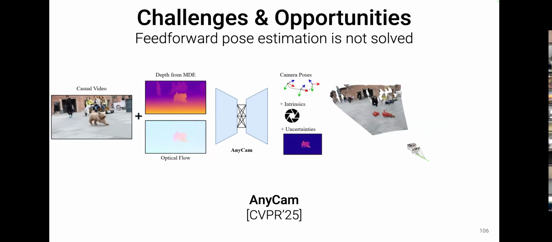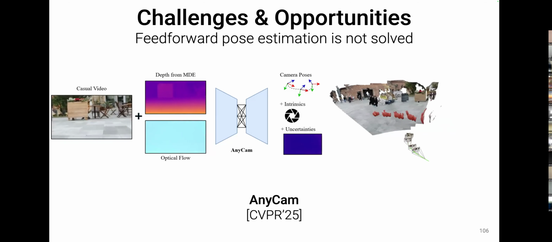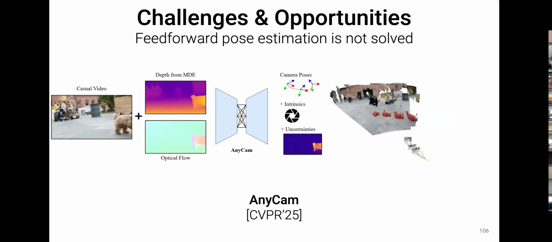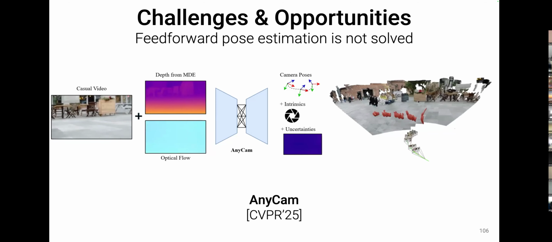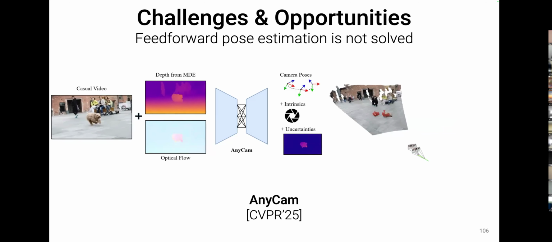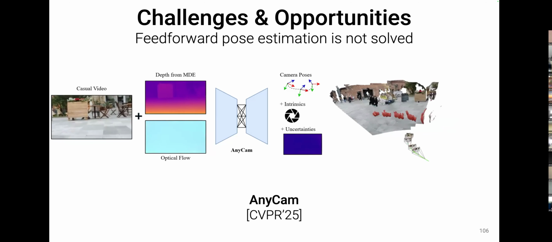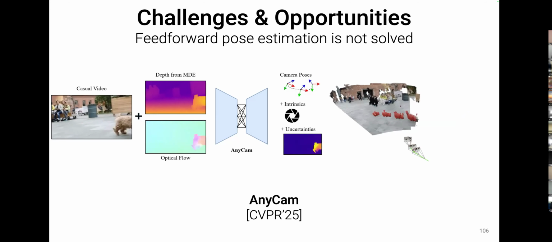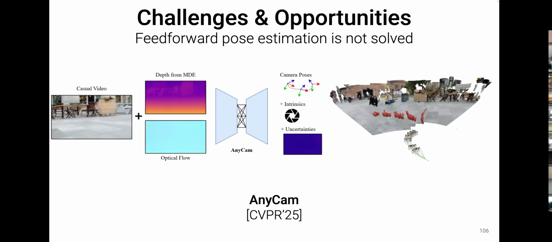So how can we really enable feed-forward pose estimation? That is really interesting. And do we need feed-forward pose estimation? Can we incorporate some sort of online optimization together with feed-forward pose estimation? Well, that could be an interesting direction.